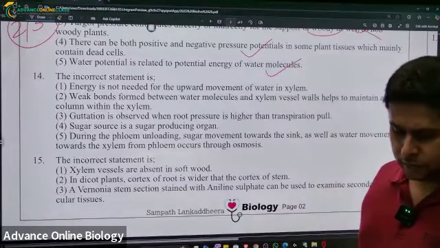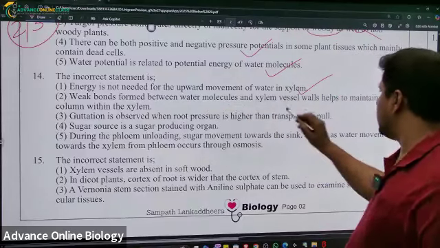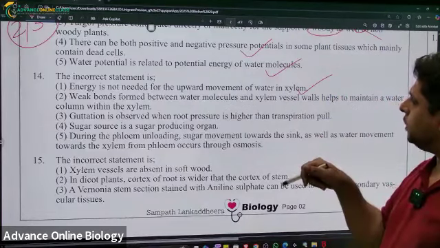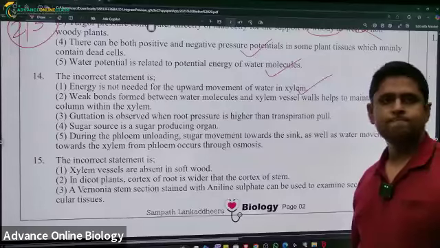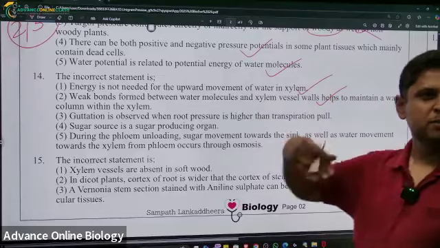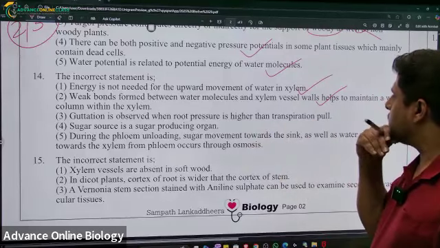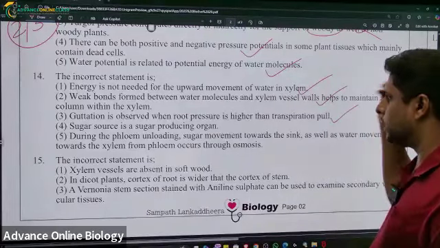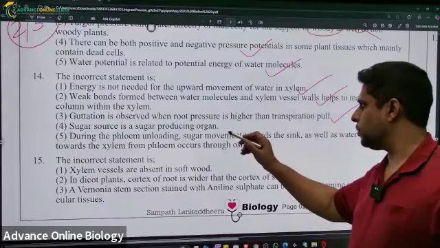Energy is not needed for the upward movement of water in the xylem. Correct. Weak bonds formed between water molecules and xylem vessel walls help to maintain the water column within the xylem. Weak hydrogen bonds, and then adhesion, cohesion. And then guttation is observed when root pressure is higher than the transpiration pull. Correct. And then sugar source is a sugar producing organ.